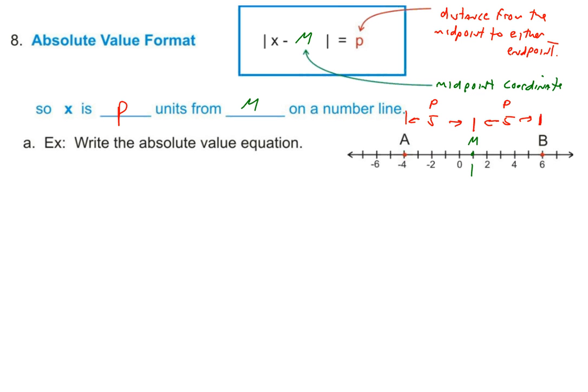All right, so just for clarity's sake, use your color. I'm going to go absolute value of X, black minus, green M, black absolute value, black equals, and red P. All you need to write the absolute value equation is the value of M and the value of P. Do you know those values? Stick them in. You got it. You're done.